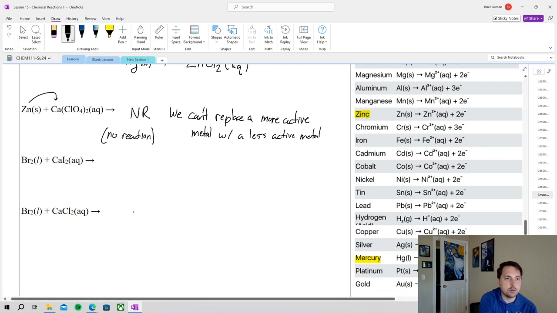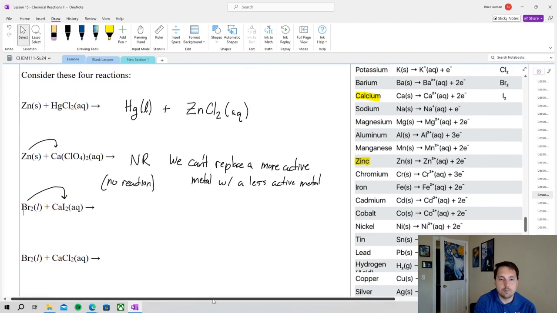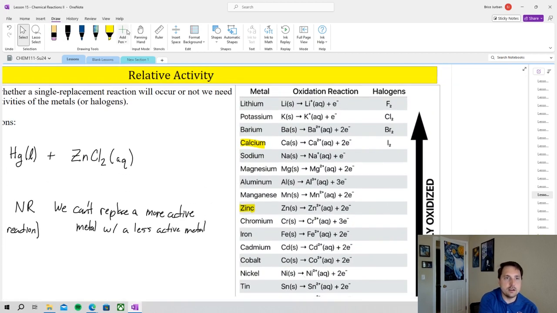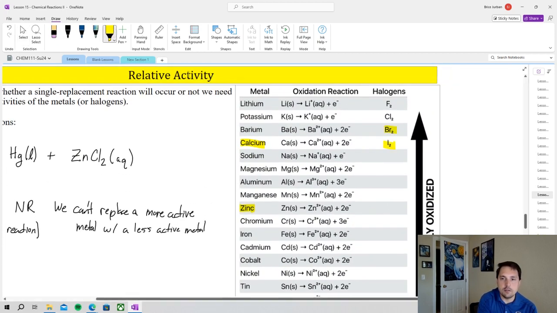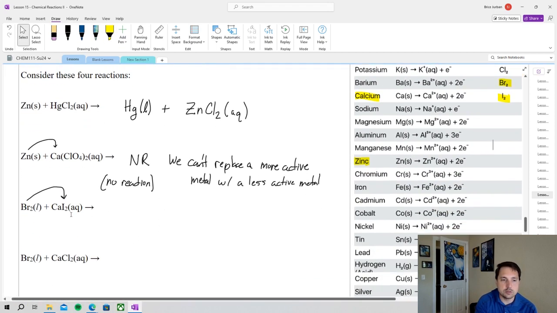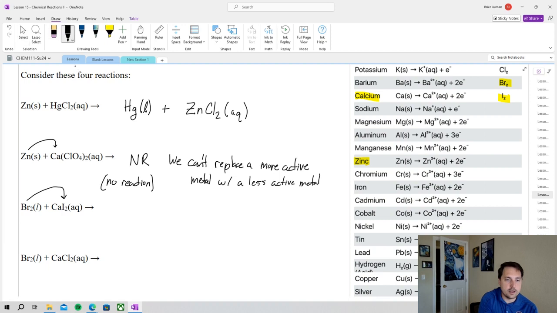Now, in these next 2 examples, I have halogens, and for halogen replacements, the halogens switch places. So here we're trying to replace this, that doesn't work. Here we're trying to replace this, and bromine and iodine are here and here. So bromine is a more active halogen, so it will be able to displace the iodine. So here this reaction does occur, and I'll write the iodine first.